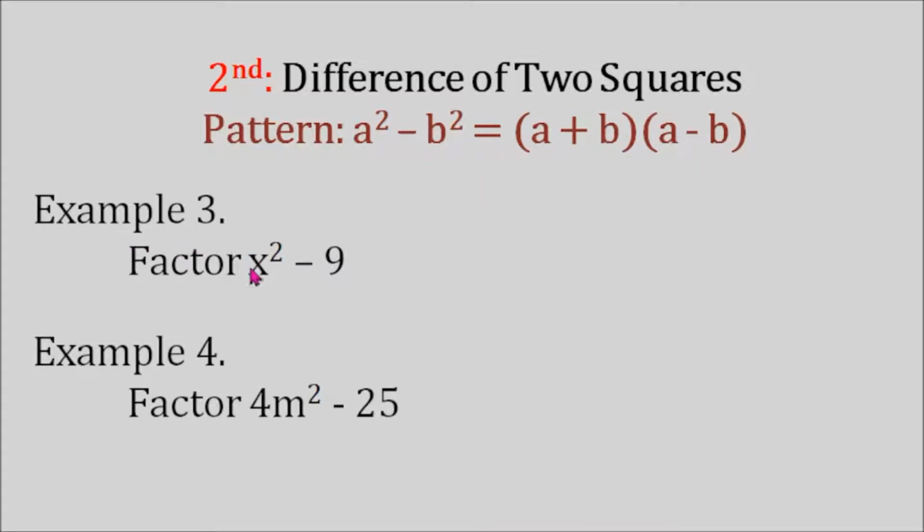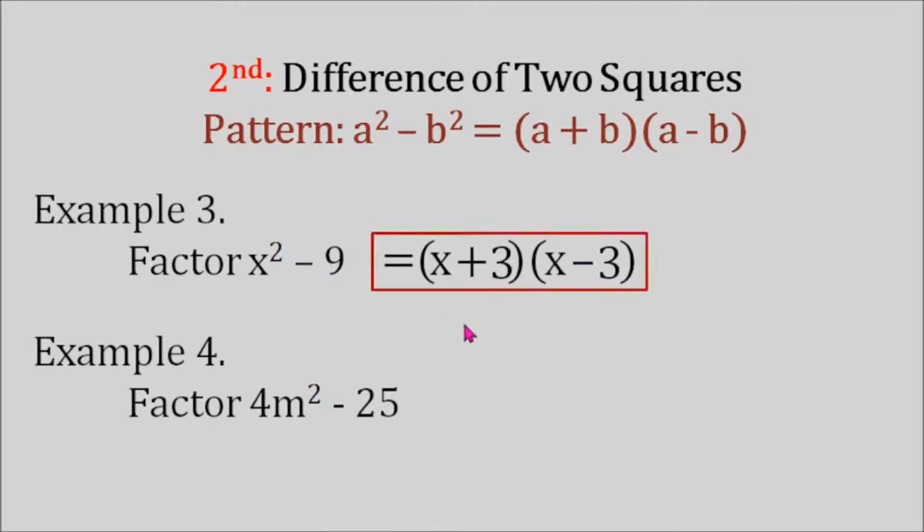Let's do example number 3. Factor x squared minus 9. So it's the product of the sum and difference of two terms. So square root of x squared is x. So we write x here and x here. And then the square root of 9 is 3. So we write 3 here and here. And it's the product of the sum and difference of the two terms. So we will place plus and minus. So this is our answer: the quantity x plus 3 times the quantity x minus 3.